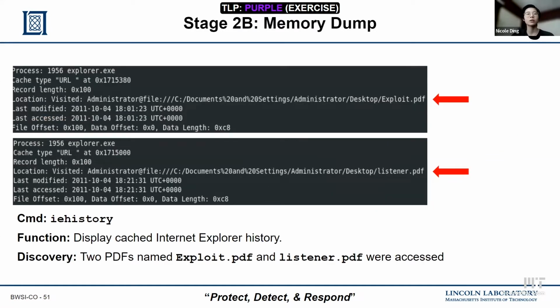And with connscan, we used the command iehistory, which basically gives the cached history of Internet Explorer, in order to find if there was any suspicious activity on the network that could have corresponded with the remote IP address that we saw on the previous slide. And by using this, we were able to find that there were two separate PDF files named exploit and listener that were previously accessed on this device. These are also the two files that we believe to have been the source of infection in this memory dump.